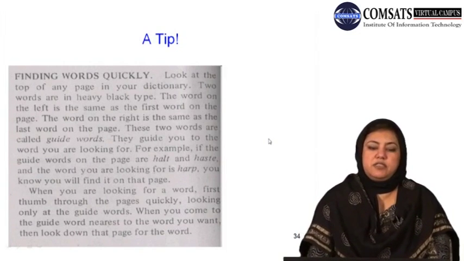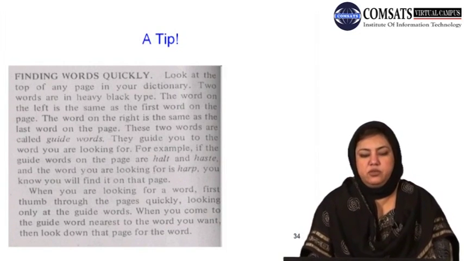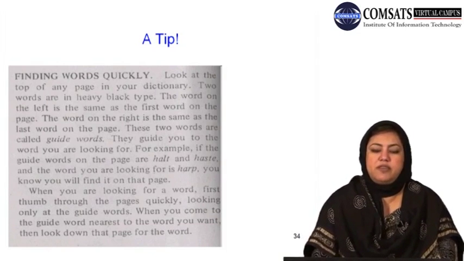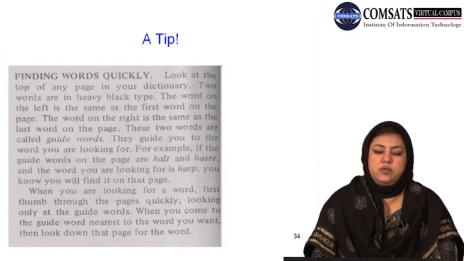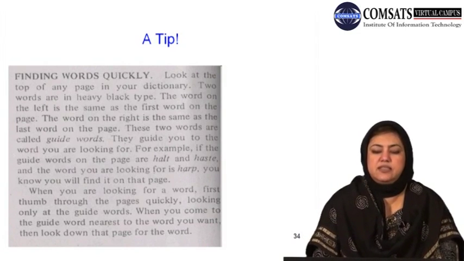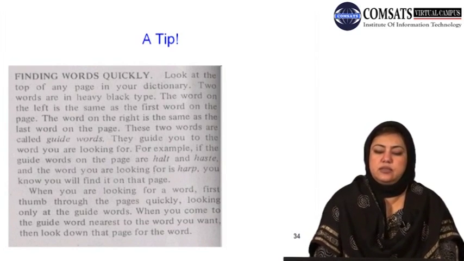Before I close this part of the session, I would also like to share a tip with you, finding words quickly. How to do that? Look at the top of any page in your dictionary. 2 words are in heavy black type. The word on the left is the same as the first word on the page. The word on the right is the same as the last word on the page. These 2 words are called the guide words.